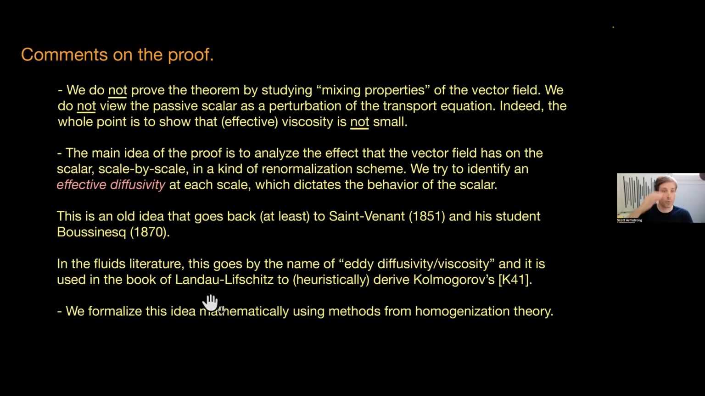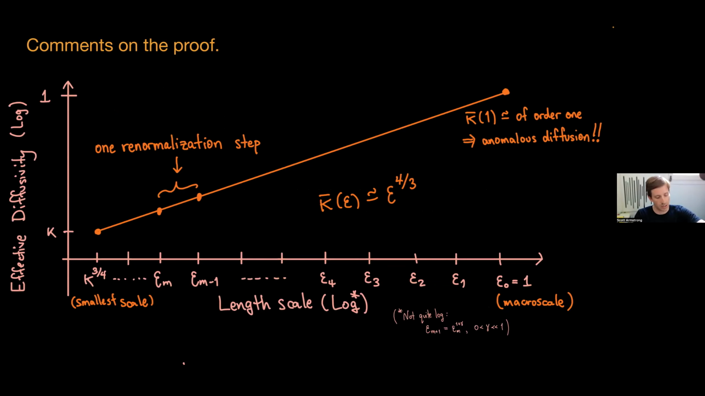If you open the book of Landau and Lifshitz and look at their derivation of Kolmogorov's theory of turbulence, they actually use this to derive it. So we're going to try to make this rigorous using ideas from homogenization theory. Here is again the cartoon of the proof.